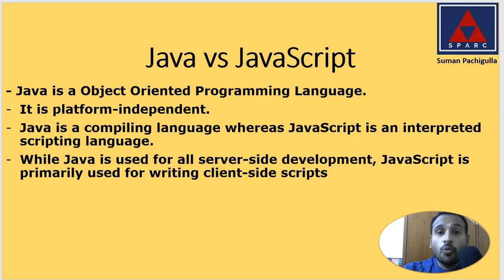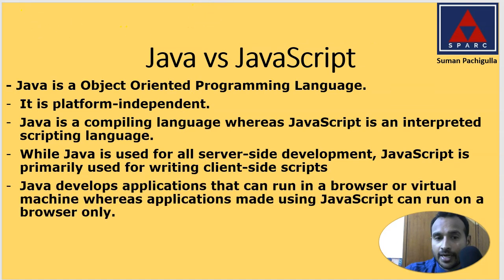So here, while Java is used for all server-side development, meaning backend development, JavaScript is used primarily for writing client-side scripts, which is useful for the users to interact with, for front-end development. And what else is there?